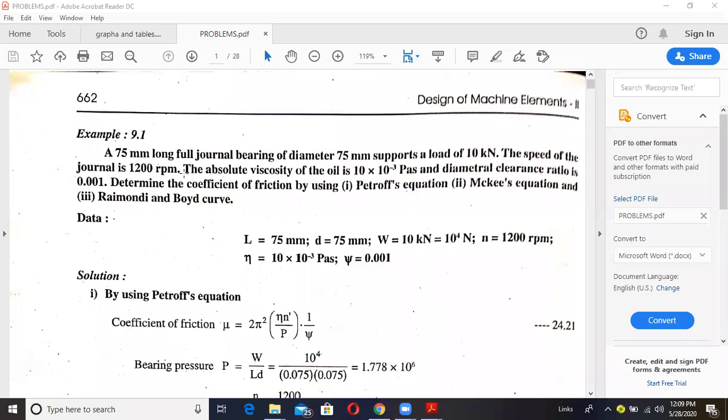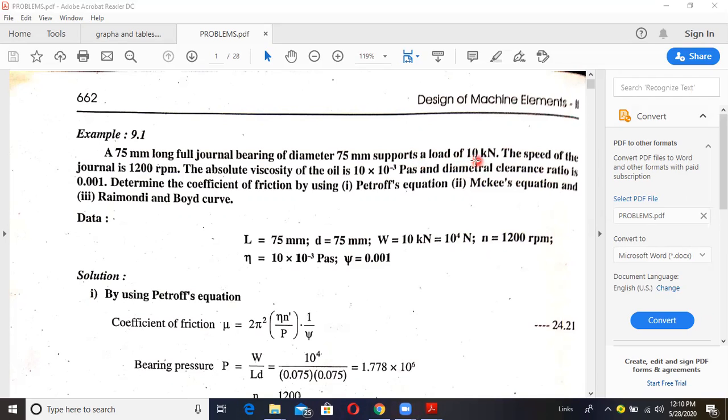Here, first you have to see whether it is a full journal bearing or a partial journal bearing. In the question they told that it is a full journal bearing. They have given the dimensions of the journal bearing: length L is equal to 75 mm, and diameter D is equal to 75 mm.